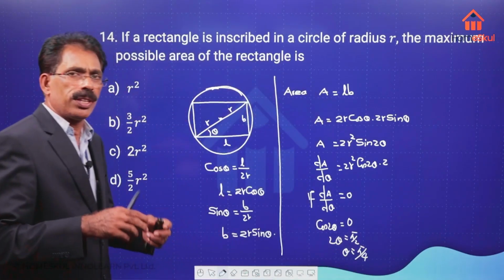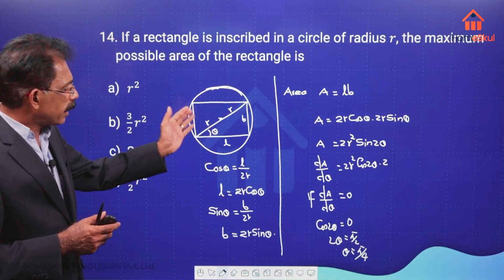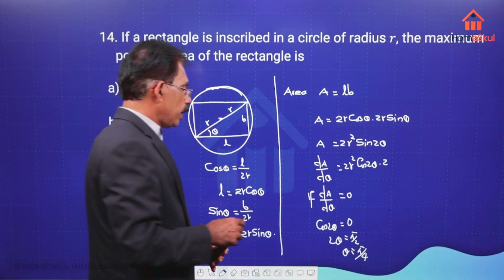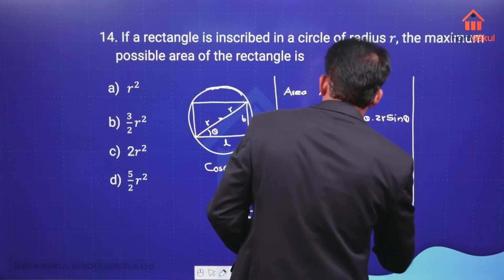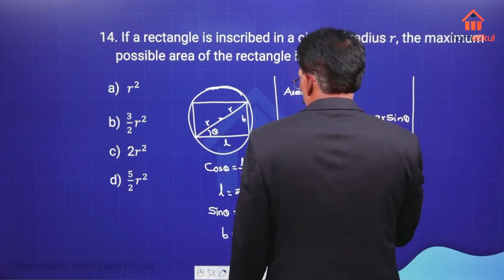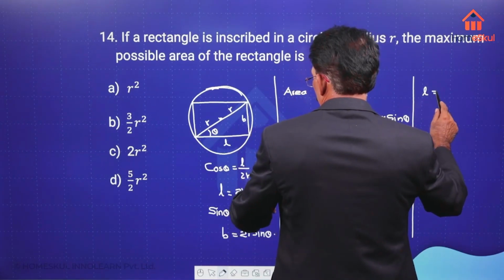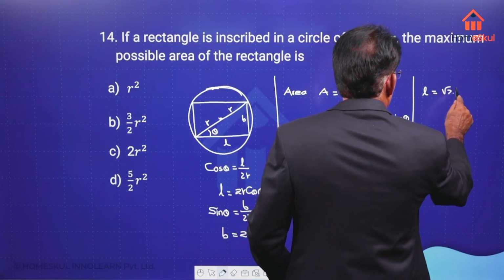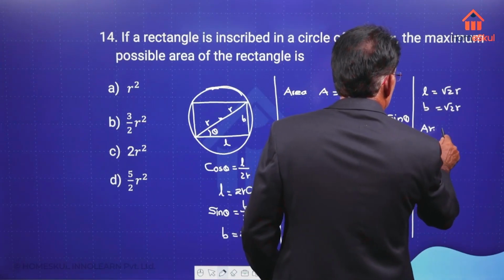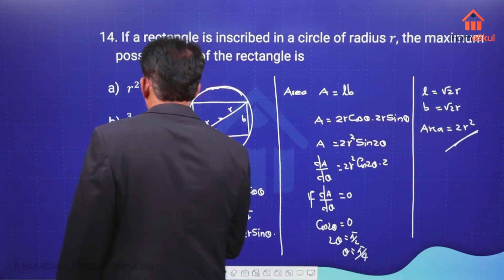At the beginning, without proof, we discussed that the rectangle becomes a square. This is the maximum area, isn't it? So theta is equal to pi by 4. L is equal to r by root 2, that is 1 by root 2 r, then B is also the same. Then area is equal to 2r square. C is the correct answer.